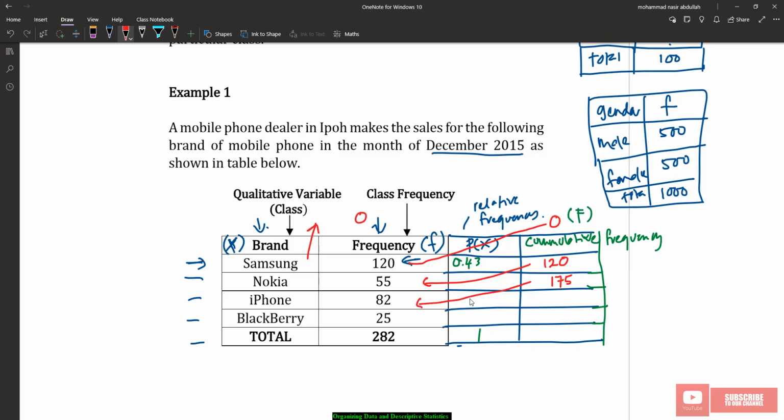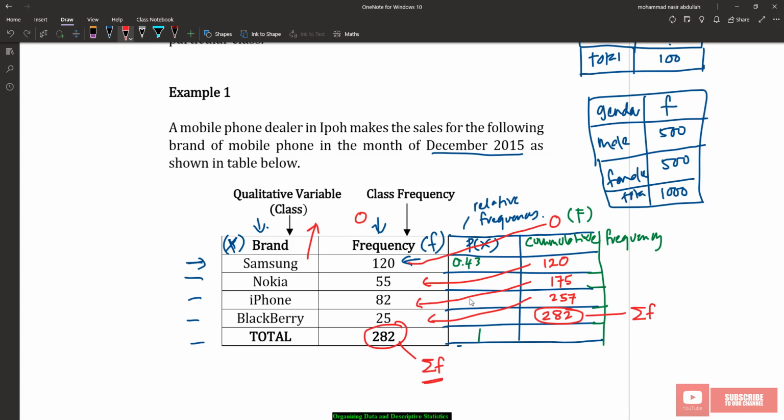175 plus 82 should be equal to 257. And the last one, 257 plus 25 should be equal to 282. Right? So the last value for cumulative frequency is the total frequency. Right? This is the total frequency. I hope you understand. I explain very slow. Right?